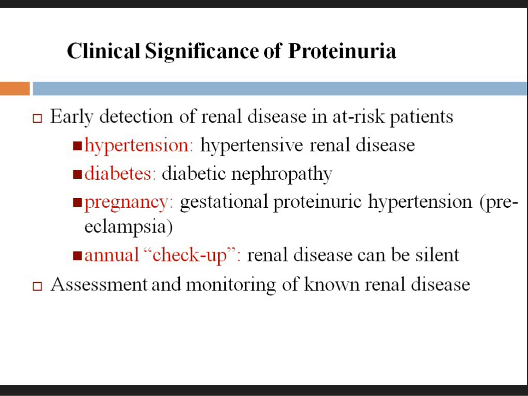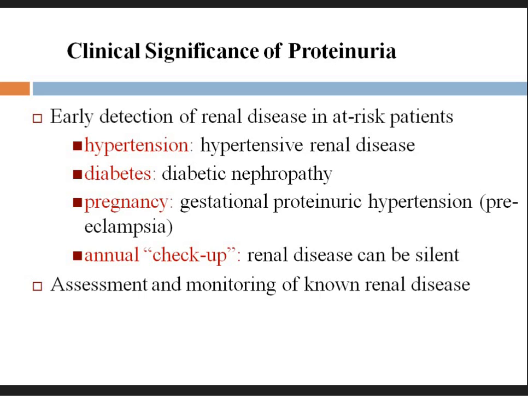Proteinuria is the first sign of renal disease, you can say, and it allows early detection of renal disease in at-risk patients. It is usually observed in cases of hypertension, diabetes, and certain cases of pregnancy, like gestational proteinuric hypertension, or a complication of pregnancy called preeclampsia, where protein also appears in urine. During an annual checkup, it is essential to estimate protein in urine because renal diseases can be silent. Only the detection of protein will give us an indication of renal abnormality.